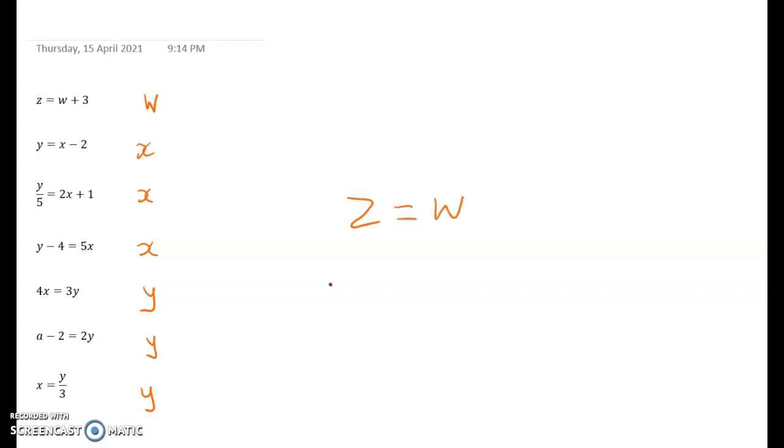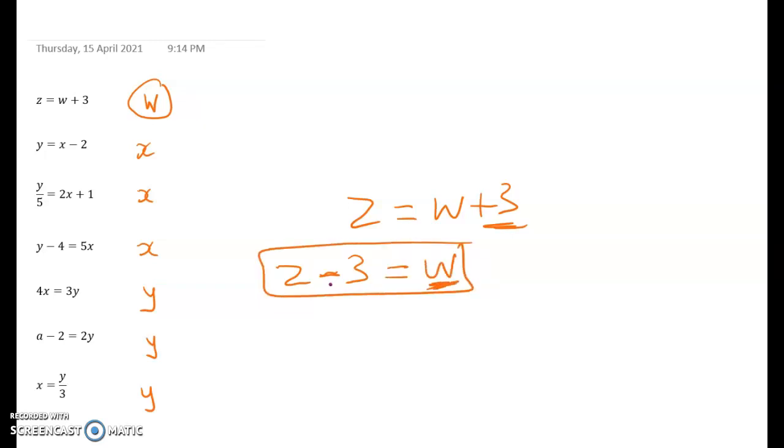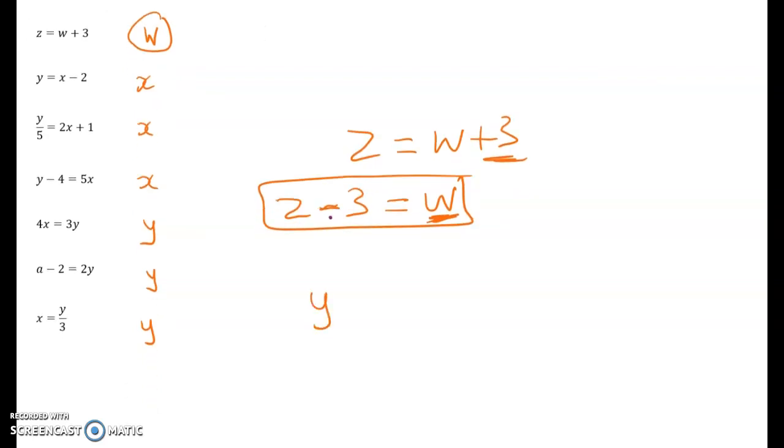If I've got Z is equal to W plus 3, I have to subtract 3 from both sides, right? So I'm trying to make it be W equals blah, blah. So we get Z minus 3 is equal to W. Now we've finished because we've isolated the W and we've got that on its own. Okay, so on to this next one. We've got Y equals X minus 2, and we want to make X be the subject. So we're going to add 2 to both sides. We have Y plus 2 is equal to X.